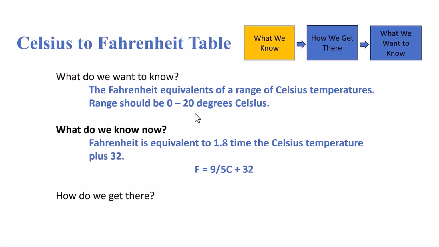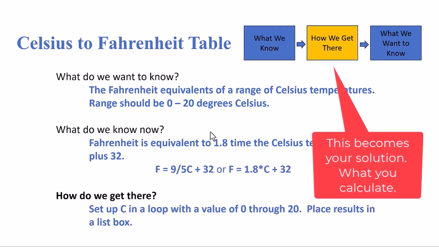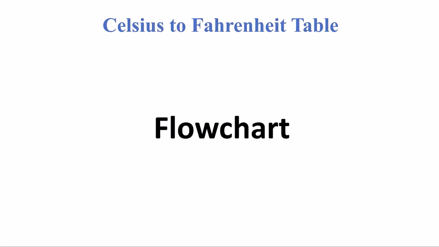Okay, how do we get there? We set up C in a loop with a value of 0 through 20 and place the results in a list box. At the same time, we're going to place the Fahrenheit equivalent, the answer we get out of the formula, in a list box as well, side by side. So how do we do that? How do we figure this thing out? Well, we flowchart it. So let's go ahead and do that next.